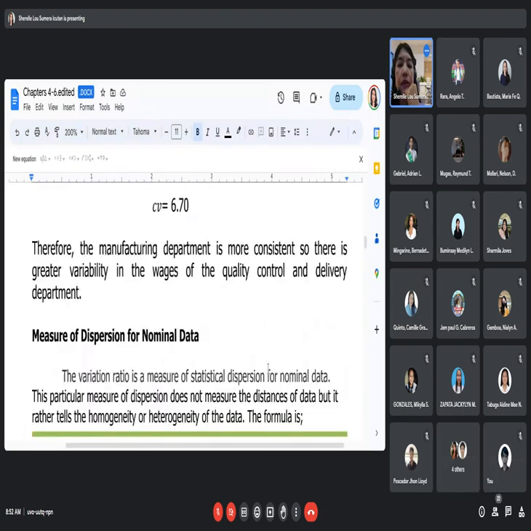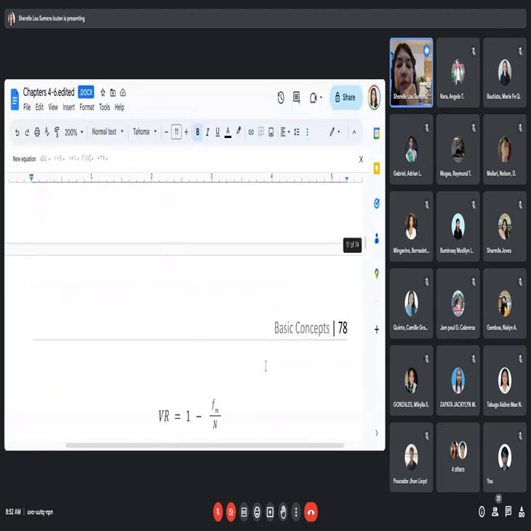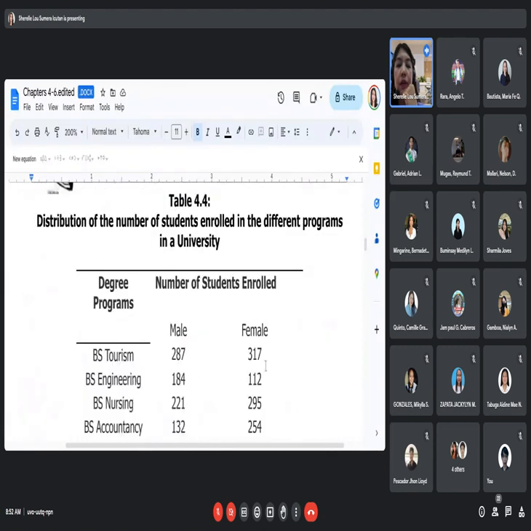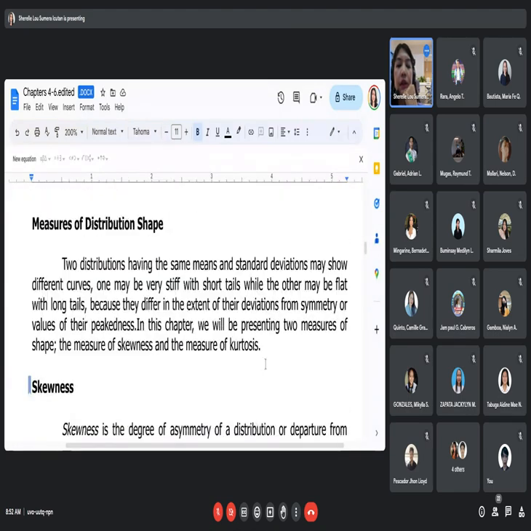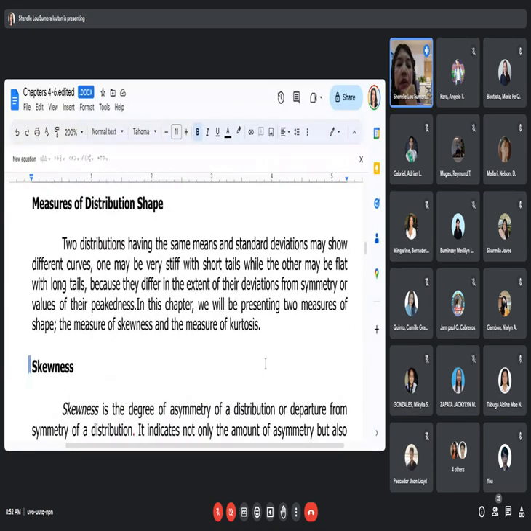Yan. So, we have measures of dispersion for normal data. We'll no longer include that, yung VR. Hanggang CV lang tayo. And then, measures of distribution shape.